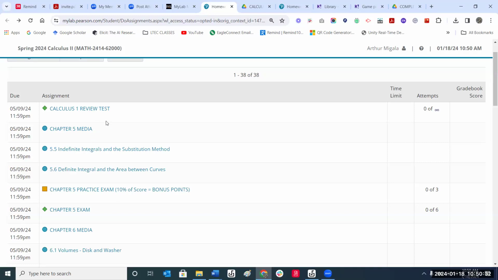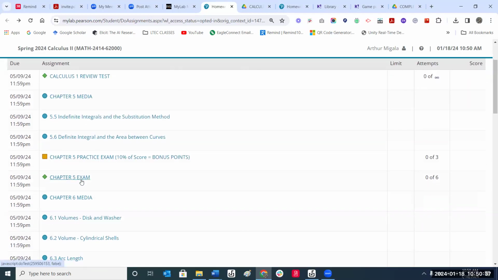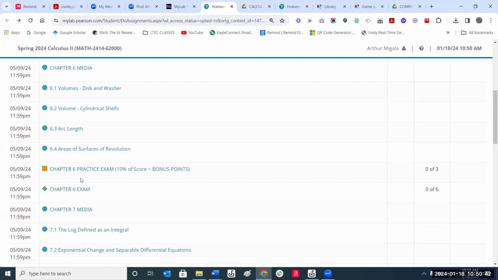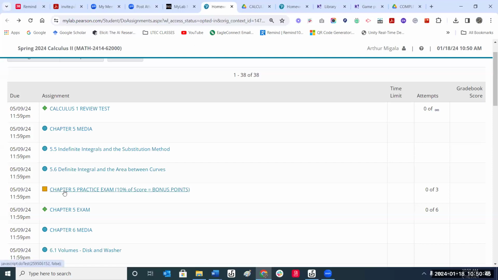The only things I'm going to keep the grades on are the homework assignments and the exams. You'll also see these quizzes. Those are practice exams. These are not required. They're not mandatory for you to take. They're suggested to help you, because 10% of whatever your score is on there is going to be bonus points on your test.